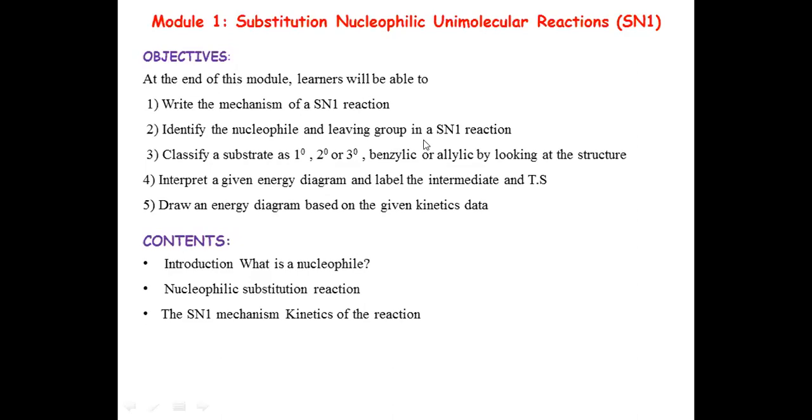So with this module, at least you'll be able to understand what is nucleophile, what is nucleophilic substitution, what is stereochemistry of SN1, and kinetic study of SN1 reaction, along with what are the different factors which will affect the SN1 rate.